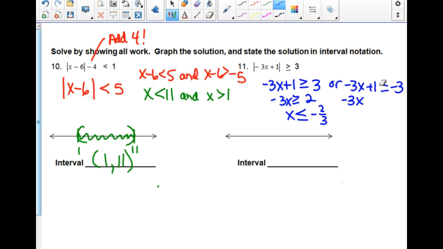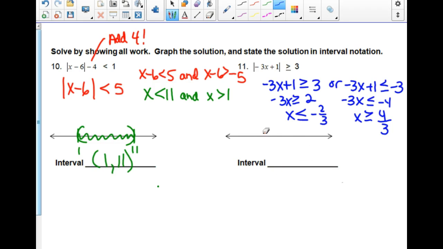On the other equation, you will subtract 1, giving you negative 3 times x is less than or equal to negative 4. Divide by negative 3, flip the sign, and a negative over a negative is a positive, so it would be a positive 4/3. x is greater than or equal to positive 4/3.